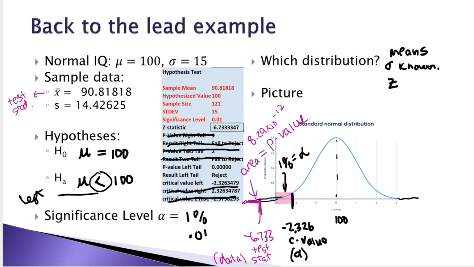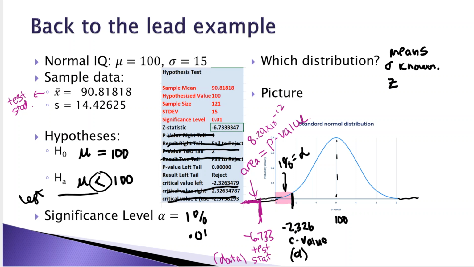That's tiny. Okay, that's the area to the left of our test statistic. That's the probability that under these conditions, with a mean of 100 and a standard deviation of 15, we would get a sample of 90.8 or less. It's possible that that could happen, but it's a very small probability.